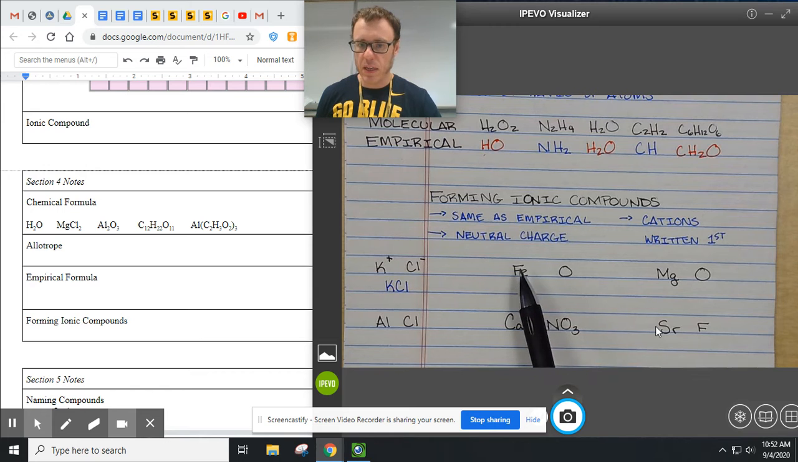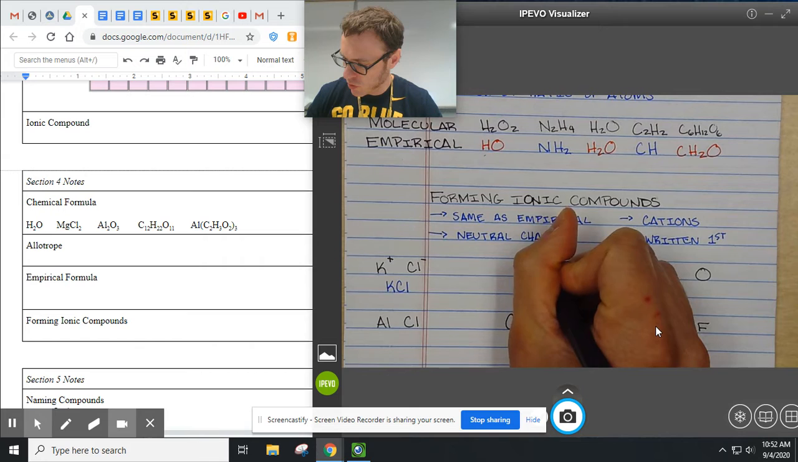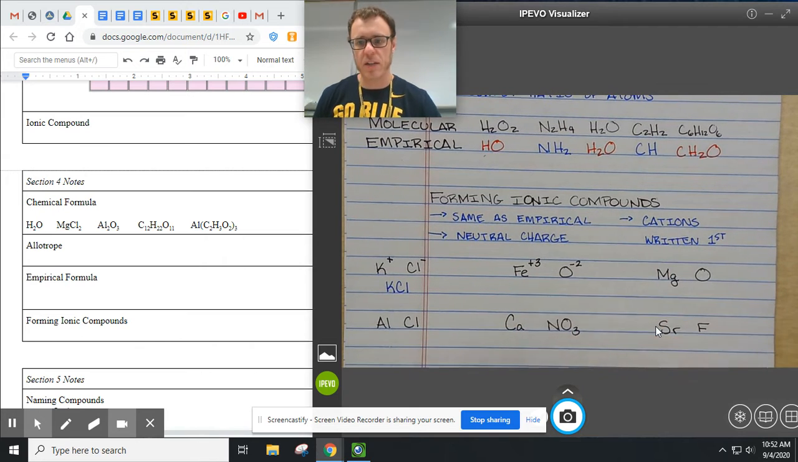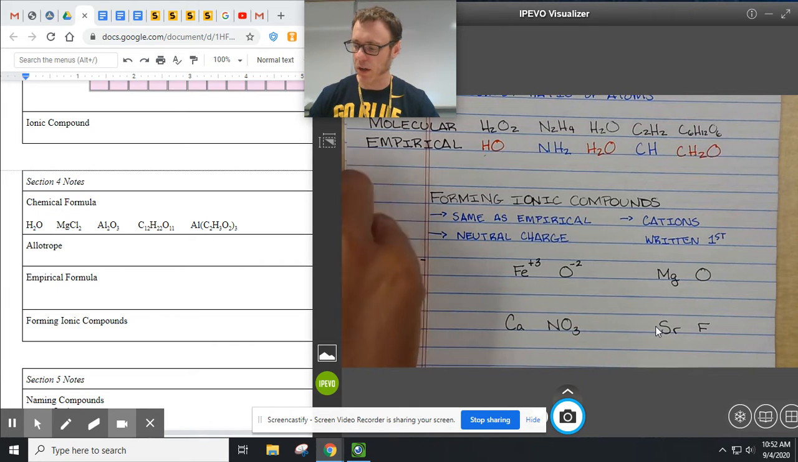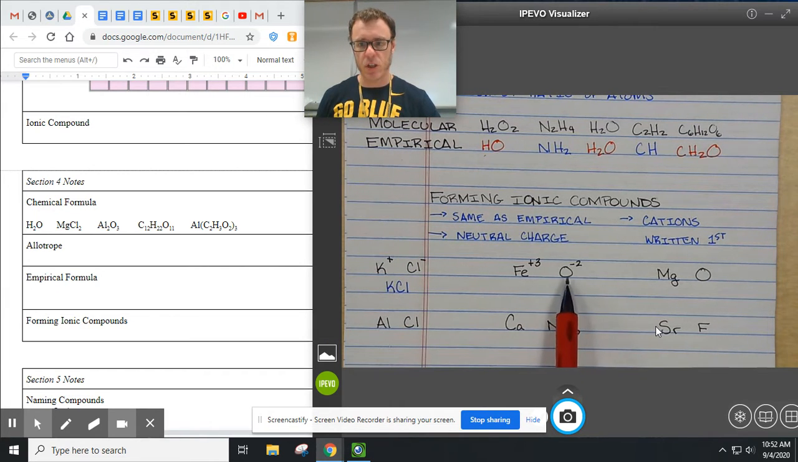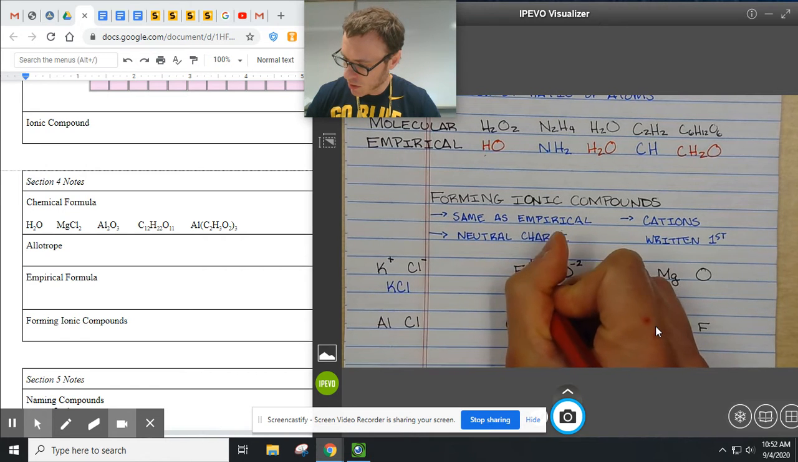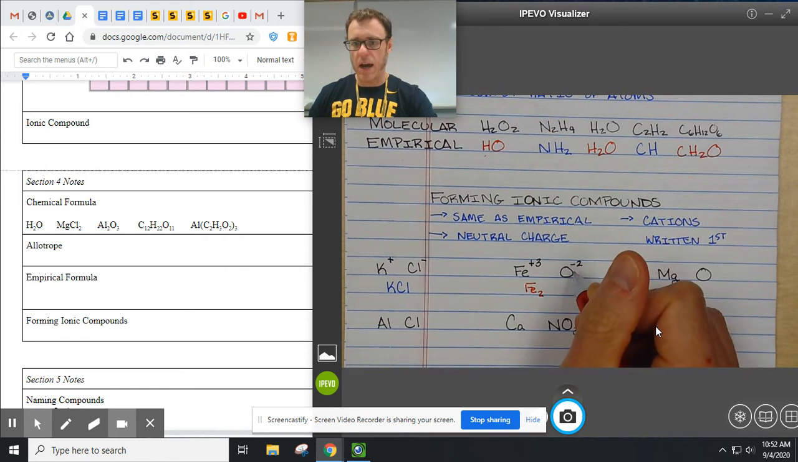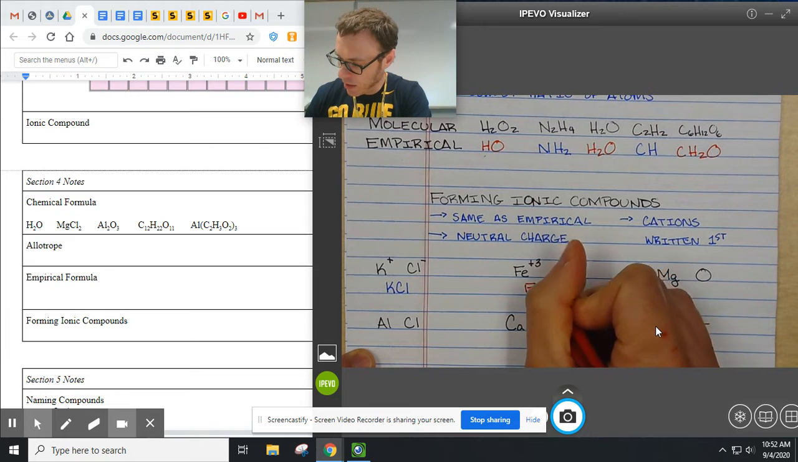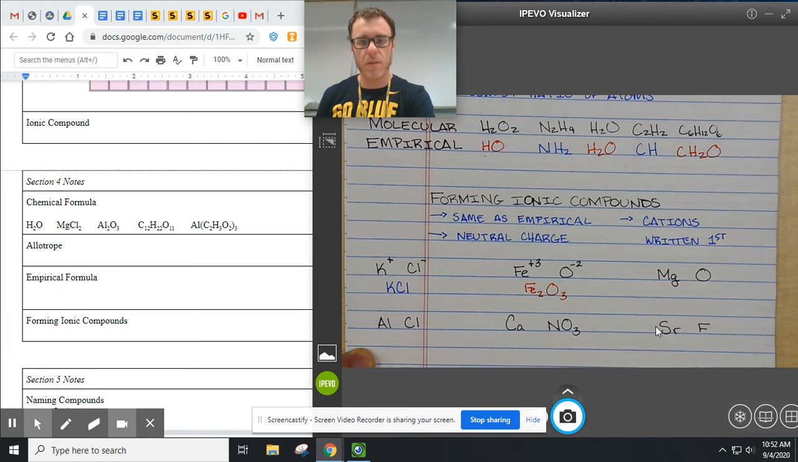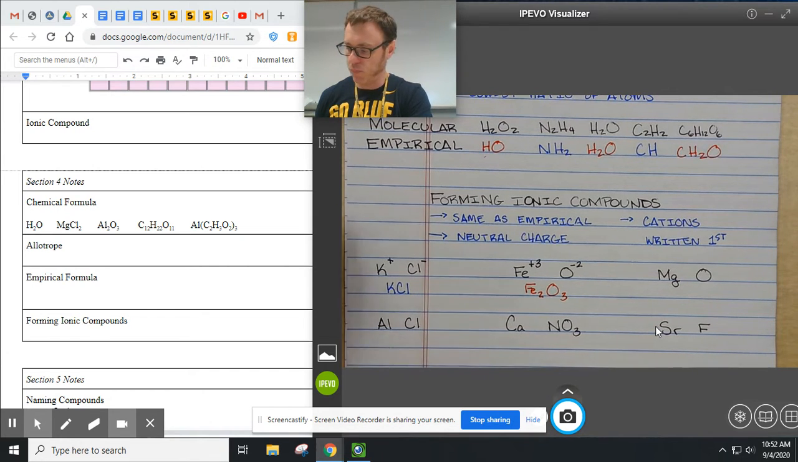All right. Now here, iron has a couple of charges. I'm going to tell you which one we're going to do first. Iron's +3 and oxygen is -2. So now we have to figure out the lowest common multiple. When we look at iron and oxygen, what is the lowest common multiple between 3 and 2? Well, it's 6. How do I get +6? I need 2 irons. How do I get -6? I need 3 oxygens. That is our formula for iron +3 and oxygen -2.